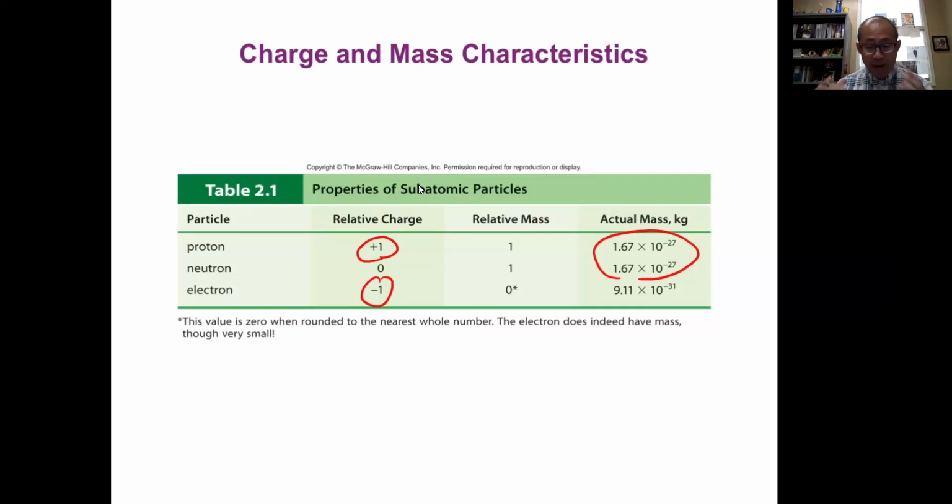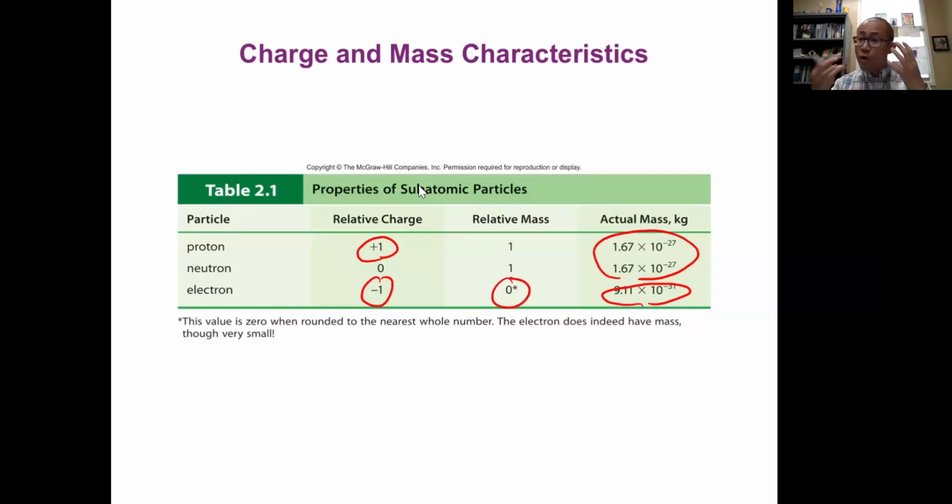But if you take a look at the mass of the electron, which is extremely small compared to the mass of the proton or the neutron. The mass of the proton or neutron is on the order of 10 to the negative 27, but the mass of the electron is 10 to the negative 31, which is about four orders of magnitude smaller. So compared to the mass of these two, the proton and neutron, the mass of the electron is so small that we assume it is negligible. So we call the mass number of the electron 0.